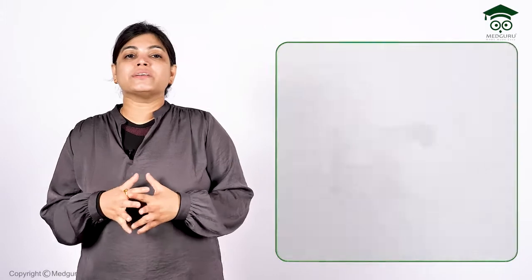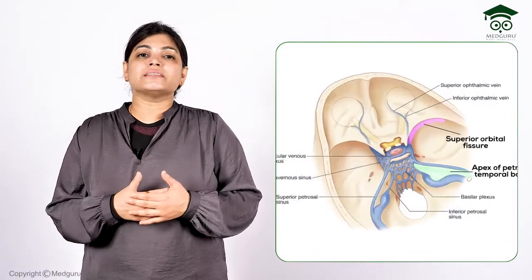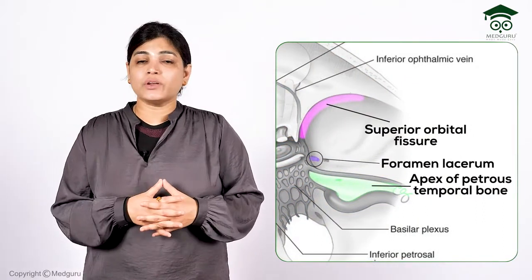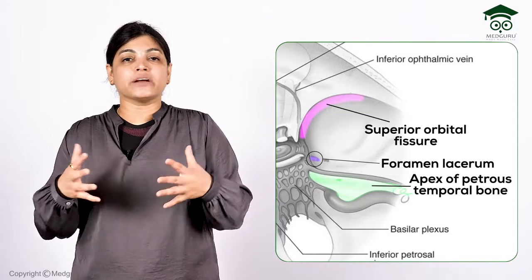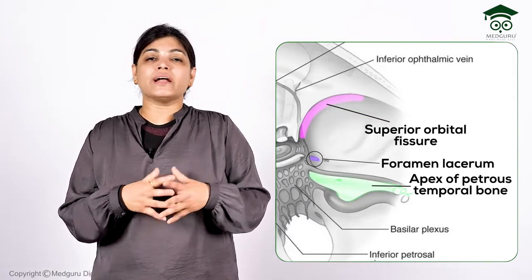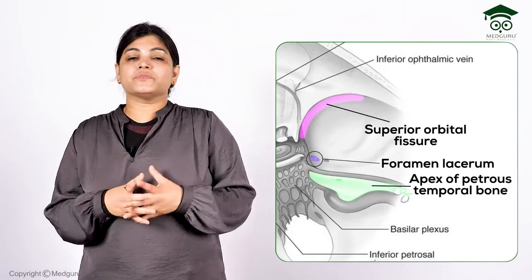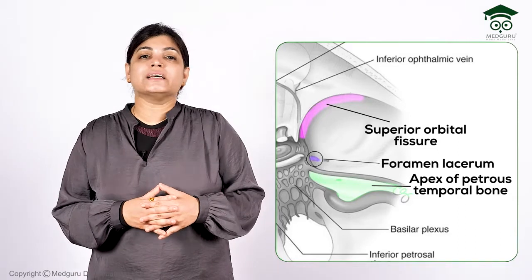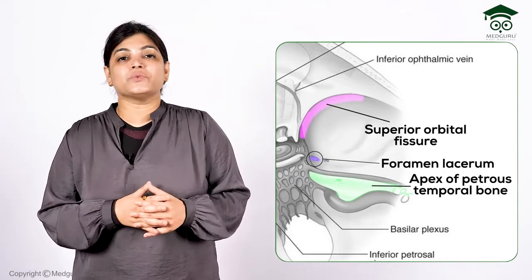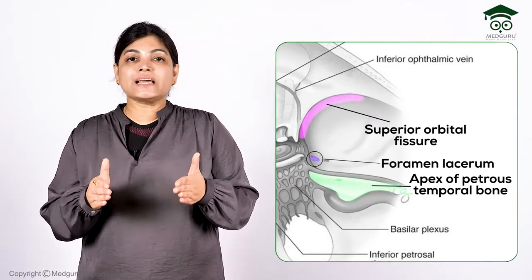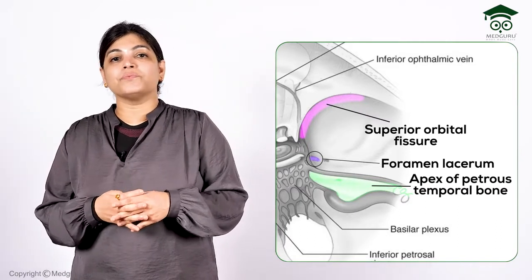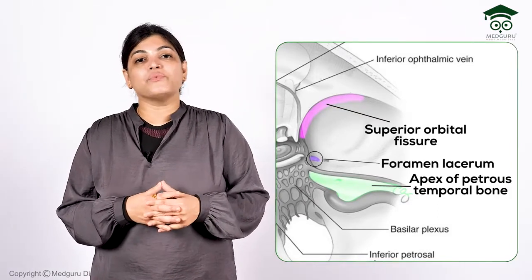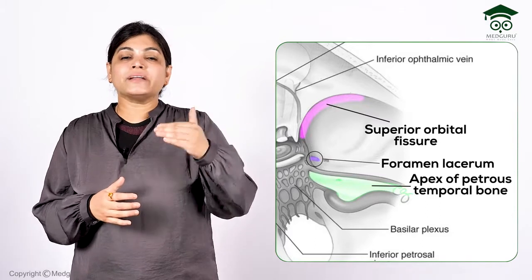Now coming to inferior relation, inferiorly cavernous sinus is related to foramen lacerum. Which foramen? Foramen lacerum, and as we know, foramen lacerum is located at the junction of body of sphenoid and that of the greater wing of sphenoid. So inferiorly, cavernous sinus is related to a foramen, that is foramen lacerum, which is located at the junction of body of sphenoid and that of greater wing of sphenoid. So this was about superior and inferior relation.